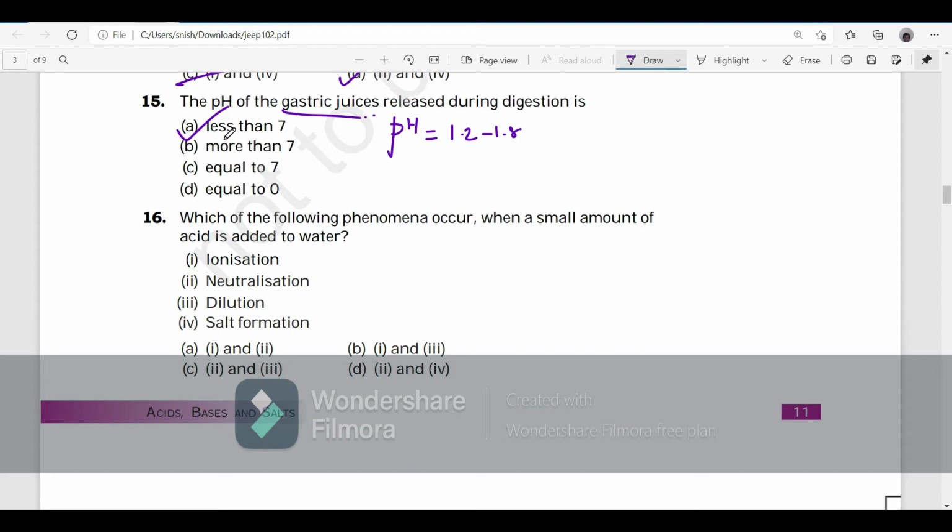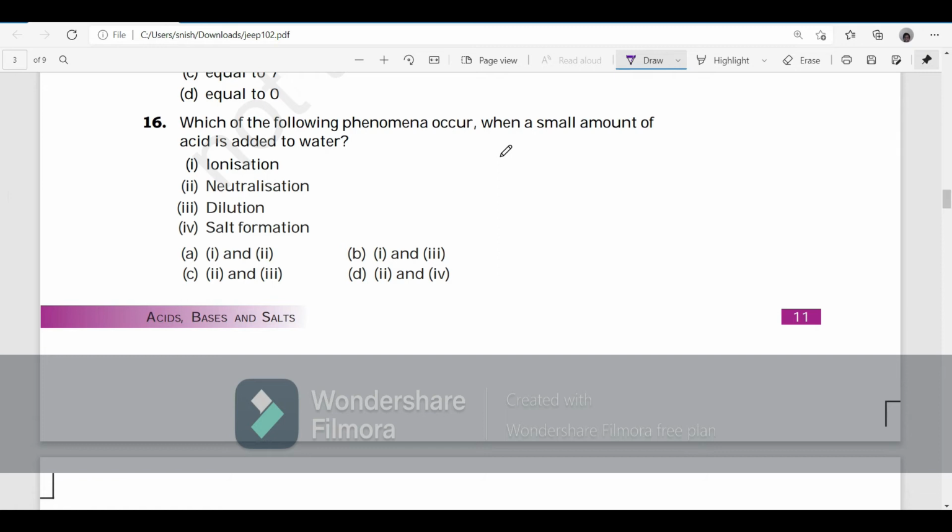Next, which of the following phenomena occur when a small amount of acid is added to water? When you're adding a small amount of acid to water, what happens? Do you find neutralization? Neutralization will be done between acids and bases, right? Here you're just adding acid to water, so you don't observe neutralization. Salt formation, again, if it's neutralization, then you can tell salt formation. Ionization, yes, the acid dissociates and forms the respective ions, and dilution, it is getting diluted. So it'll be 3 and 4.